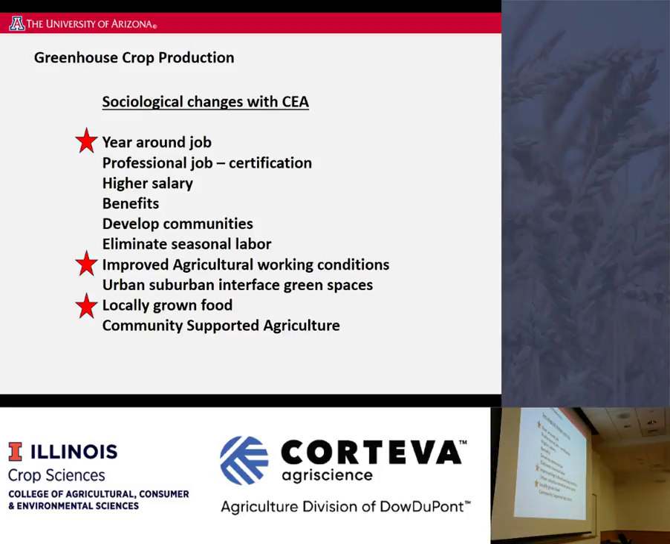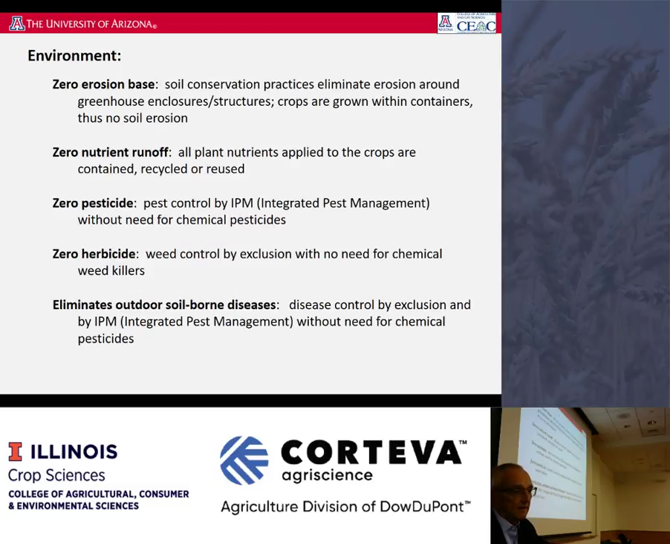Sociological changes, just a couple here. Year-round jobs, professional certification, higher salaries, benefits, communities based around 12-month-per-year agriculture, as opposed to seasonal agriculture. Working conditions, locally grown food. All these things can benefit our society. And here can benefit our environment. Zero, I love these zeros. Zero erosion, zero nutrient runoff, zero pesticide, maybe.